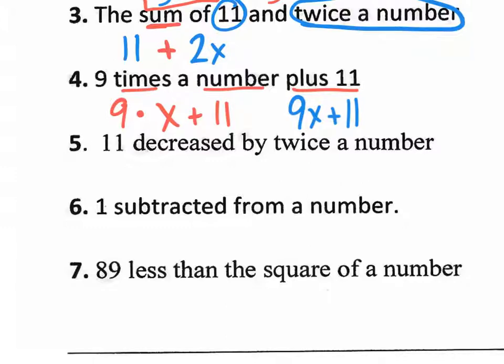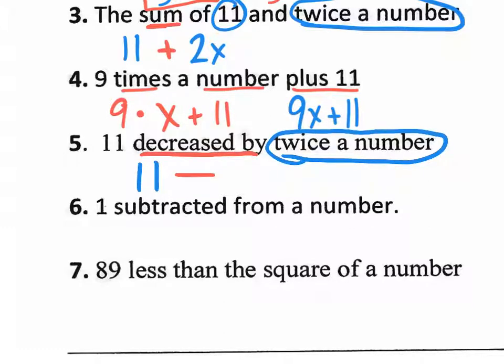Number 5, what does decrease by mean? Minus. Do I switch the order? No. Again, it doesn't say subtracted from. It doesn't say less than. If you have the words from or than, that's when you switch the order. So I'm not going to switch the order. That's just an 11 out here in the front. And I'm going to subtract twice a number. That's 2x. 2 times x. Right? So 11 minus 2x is the answer for number 5.